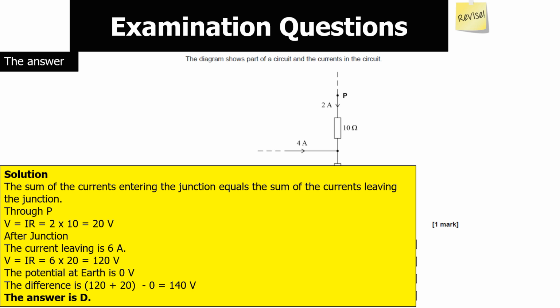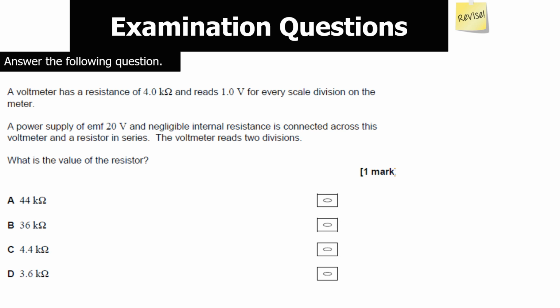Now after the circuit, the total current leaving is 6 amps because there's 4 and 2 going in. Now we know V equals IR. We've got current to be 6 and we've got resistance of the resistor to be 20. So we get 120 volts there. Now we know the potential at Earth is 0 volts, that's a fact. So the difference is 120 plus 20 minus 0, which is 140 volts. The answer is D.